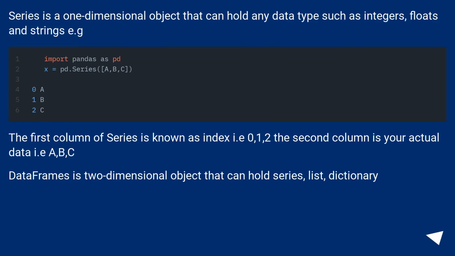Series is a one-dimensional object that can hold any data type such as integers, floats and strings. The first column of series is known as index, i.e. 0, 1, 2. The second column is your actual data, i.e. A, B, C. DataFrames is a two-dimensional object that can hold series, list, dictionary.